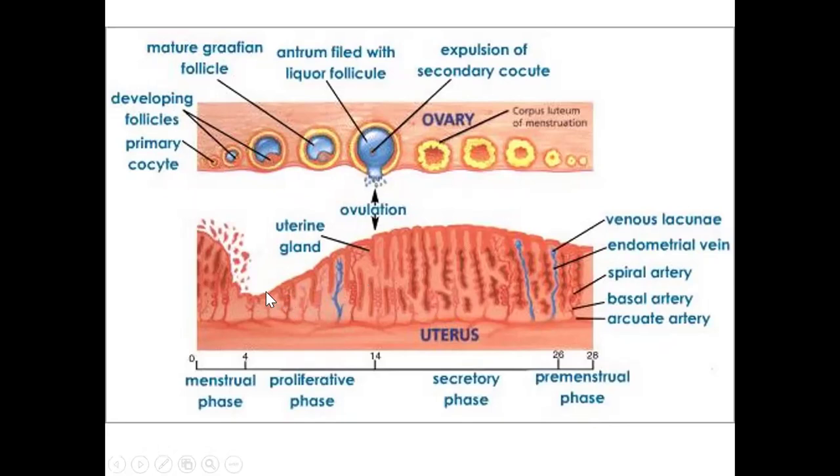As we can see here, there is a gradual increase in the thickness of this wall as we move towards the base and towards the peak thickness of this proliferative phase. So there is not only the increase in the number of stromal and epithelial cells, there is also an increase in the glands and the blood vessels which are present there.